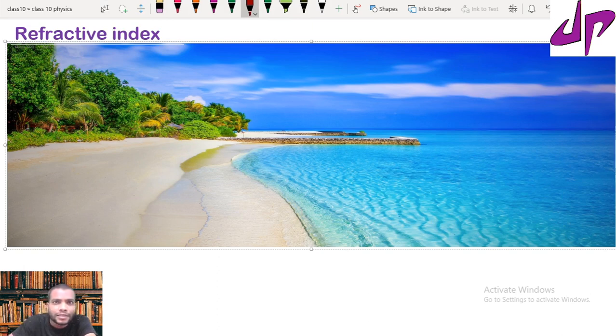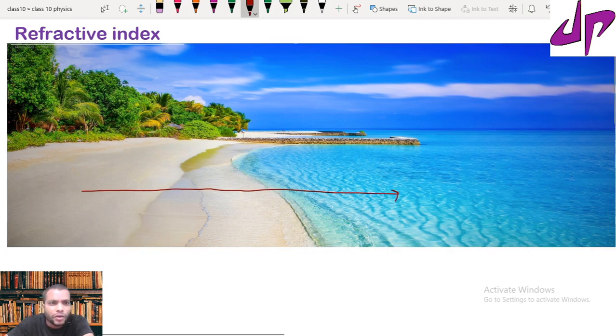Imagine a case that you are running on this beach. In this beautiful beach you are running and you are entering the water. When you do this, you observe that on the sand we are running, and when we enter the water, what happens? Our speed decreases. Yeah, it is because the water opposes our speed.